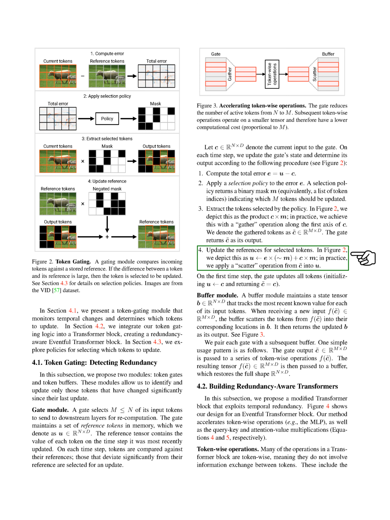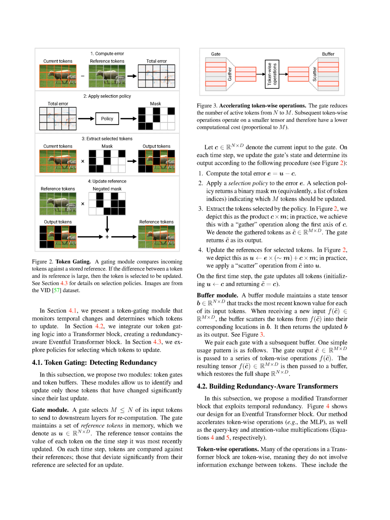Next, we have the buffer module. This module maintains a state tensor, B, that keeps track of the most recent known value for each of its input tokens. When it receives a new input, F of C tilde, the buffer scatters the tokens from F of C tilde into their corresponding locations in B. It then returns the updated B as its output. We pair each gate with a subsequent buffer. A simple usage pattern is as follows. The gate output, C tilde, is passed to a series of token-wise operations, F of C tilde. The resulting tensor, F of C tilde, is then passed to a buffer, which restores the full shape, n times d.